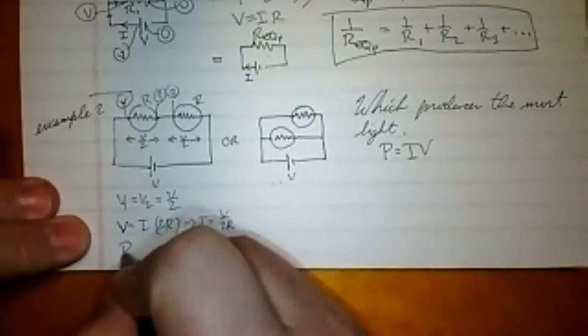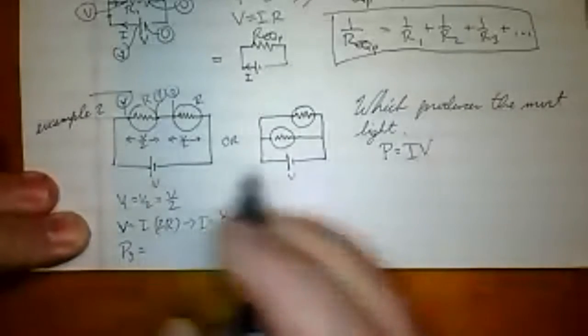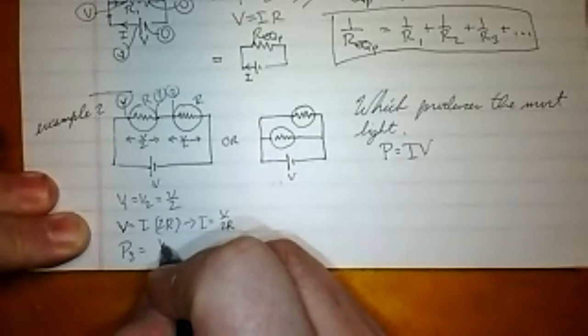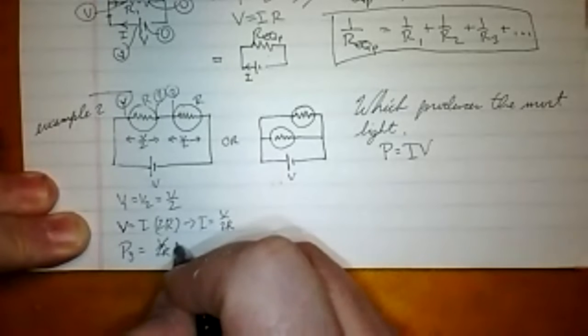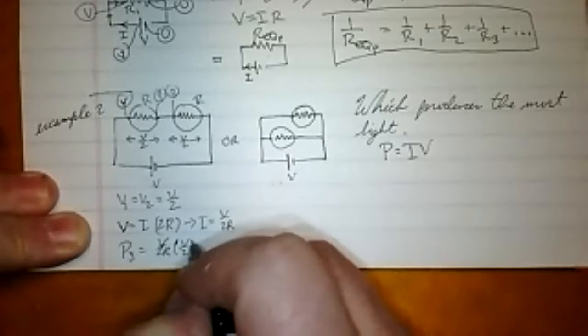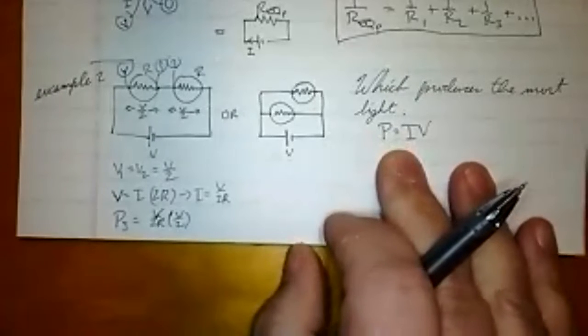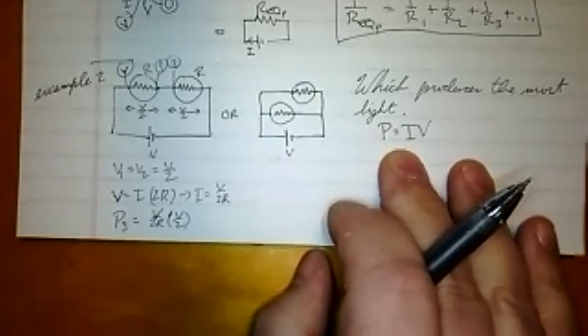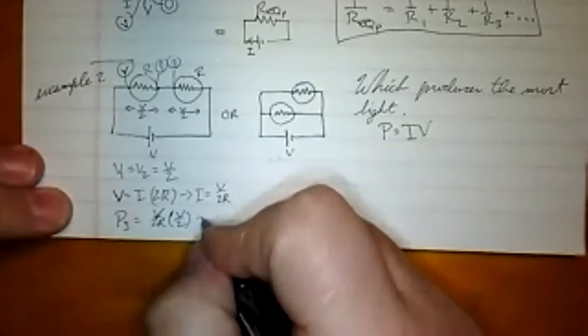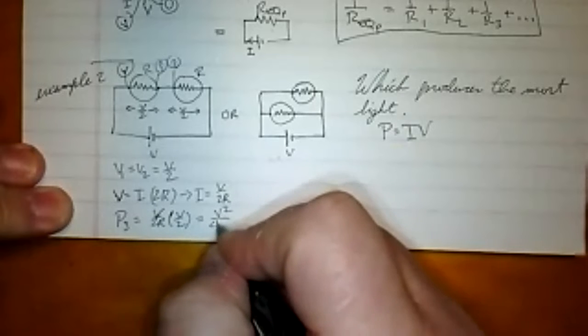So I can say P in series is going to be V over 2R times V over 2. Does that make sense to everyone? So that ends up being V squared over 4R.